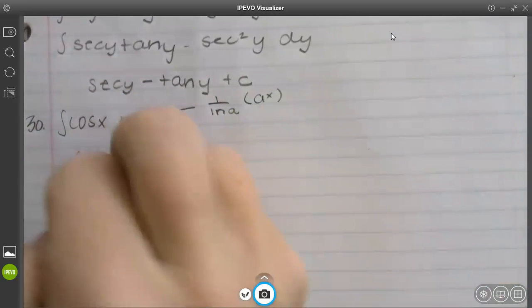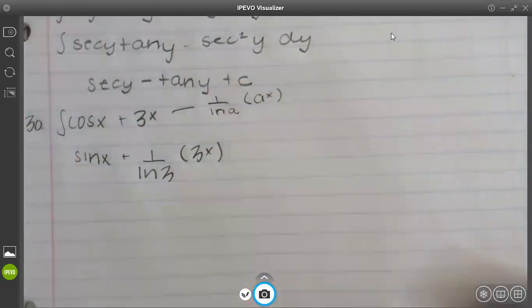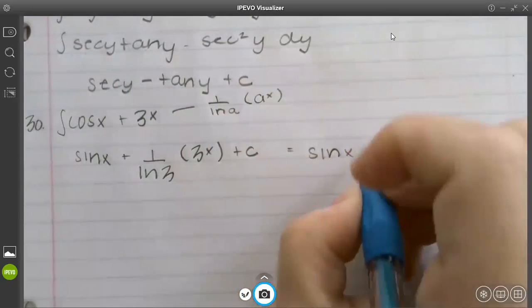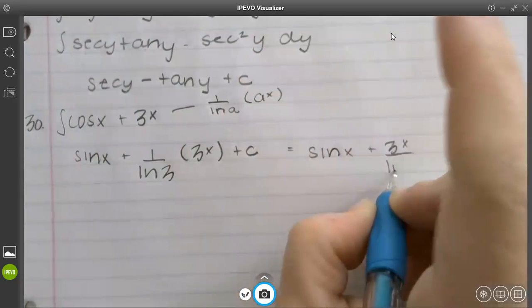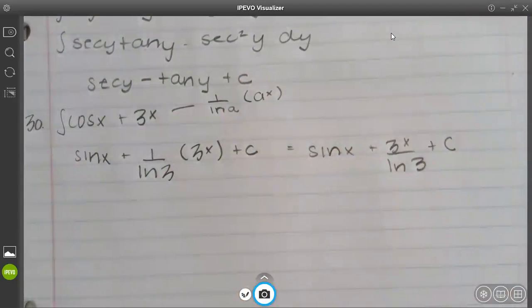So we have plus 1 over ln 3 times 3 to the x, plus a random c, and then just clean this up a little bit. So sine x plus 3 to the x over ln 3. Don't forget your plus c. So if you keep the 1 times, if you do like the original state, it shouldn't matter, because it's the same, unless they say reduce as much as possible. I think you'll be okay. I would count it. It wouldn't bother me.